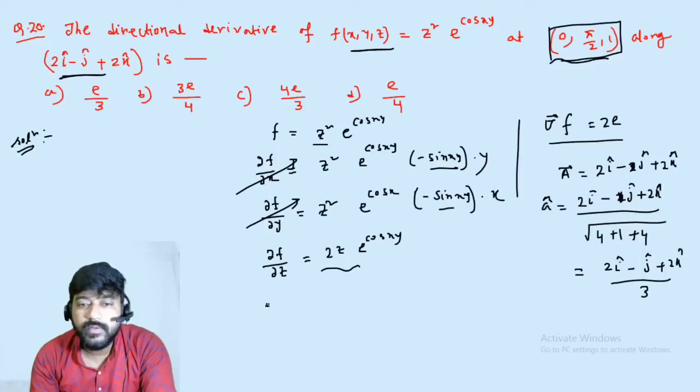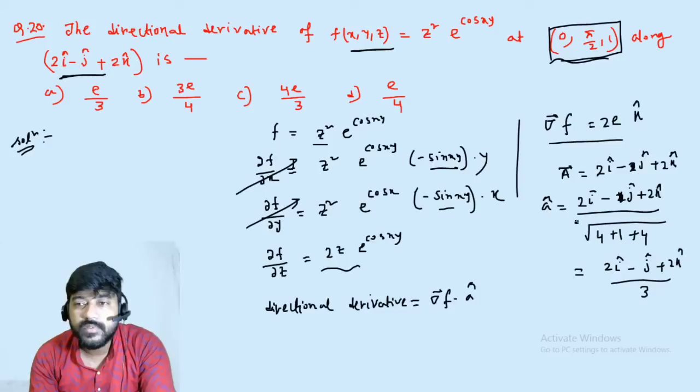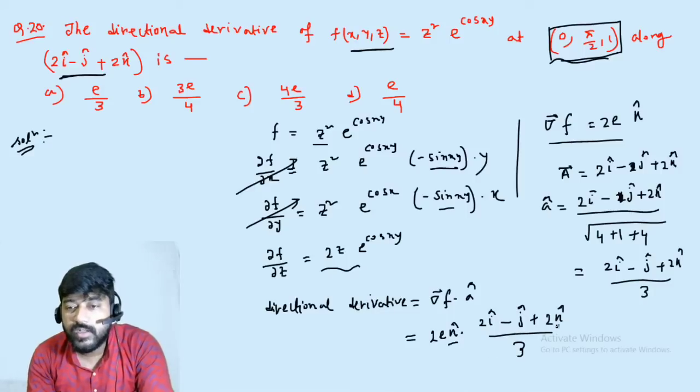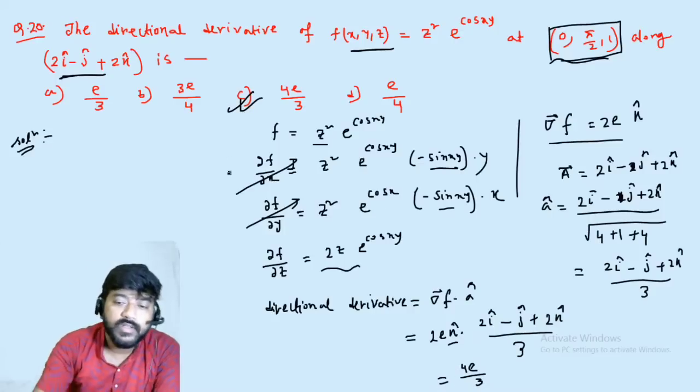So what will be the directional derivative? Directional derivative will be gradient of f dot a cap, and gradient of f is just 2e k cap, so it will be 2e k cap dot a, so it will be 2i minus j plus 2k divided by 3. Now only k cap will multiply, other terms will vanish, so it will be just 4e by 3, so this will be the correct answer. Okay, next.